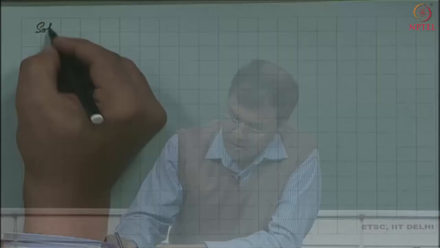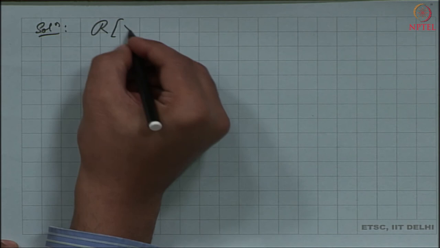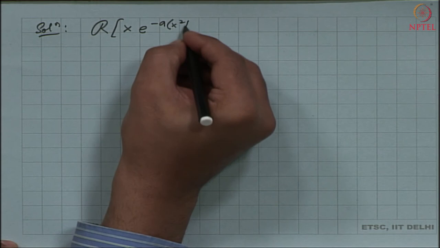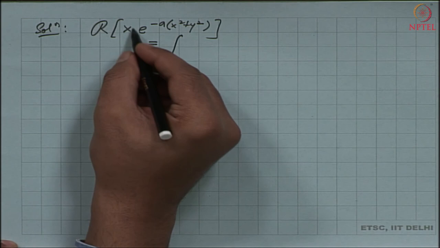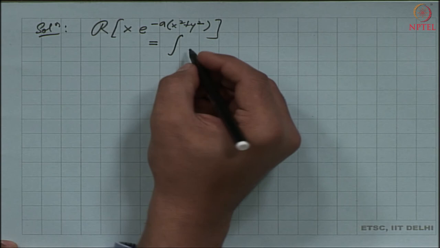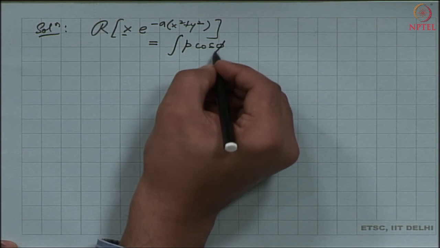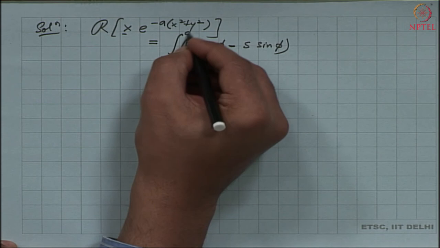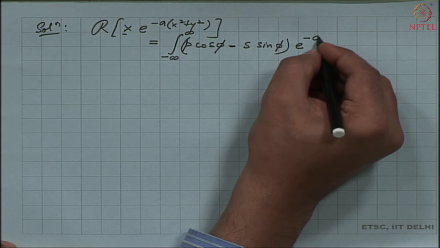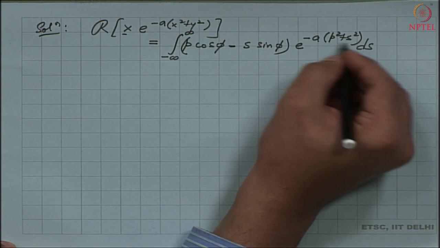I have to find the Radon transform of, let me rewrite this expression, x times e to the power negative a times x square plus y square, and let me now write down the integral. So, the Radon integral is the integral. Now, I am going to replace the expression of x and y with respect to s and p. So, my x is p cos phi minus s sin phi. So, there is a minus sign here. So, from negative infinity to infinity, this is an integral with respect to the element s, e to the power negative a times p square plus s square ds.